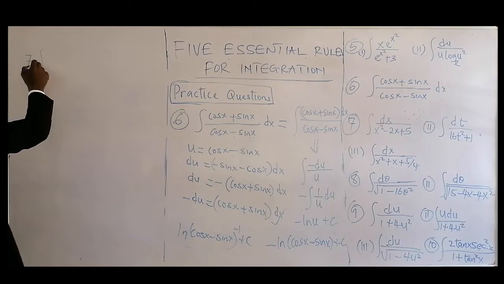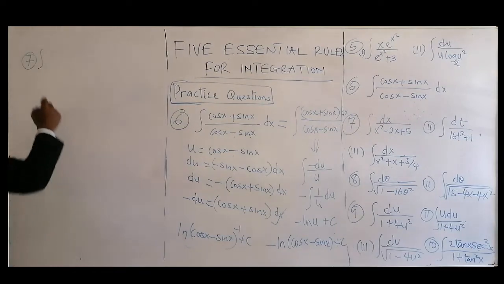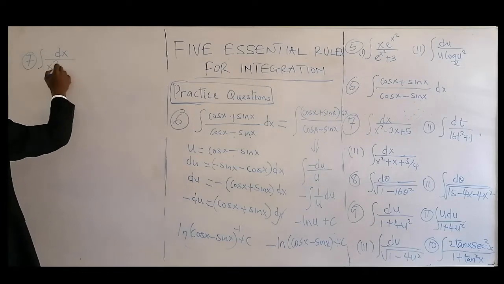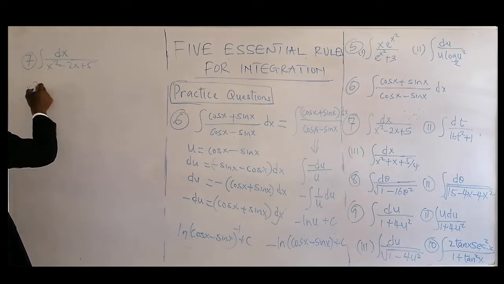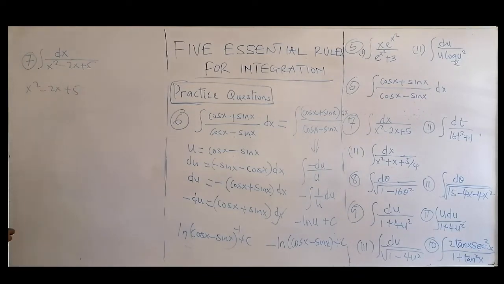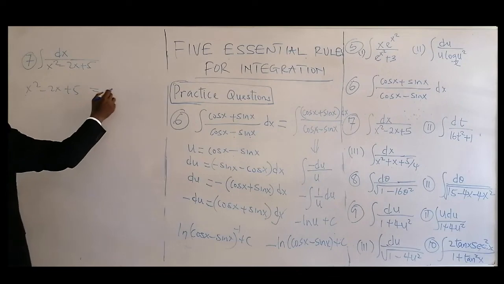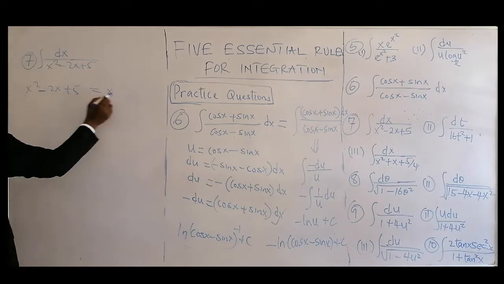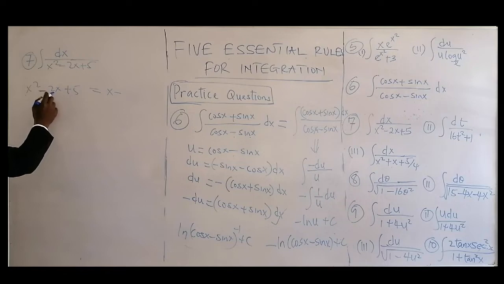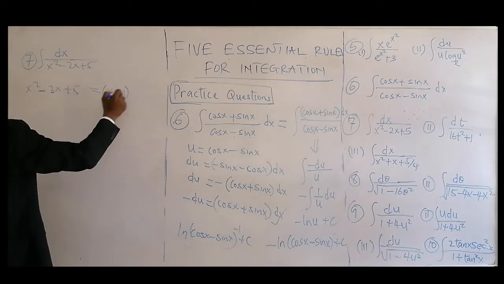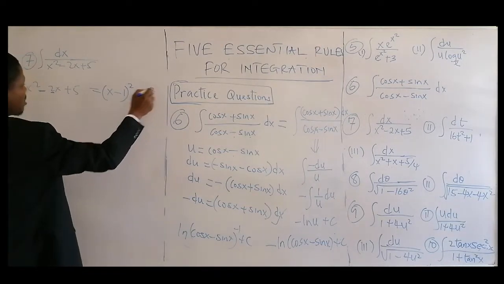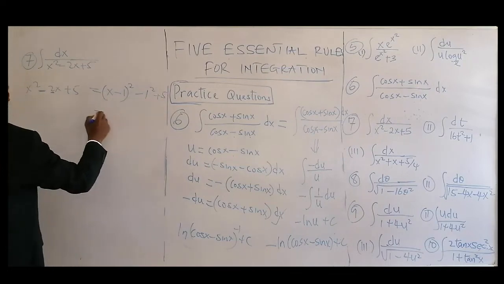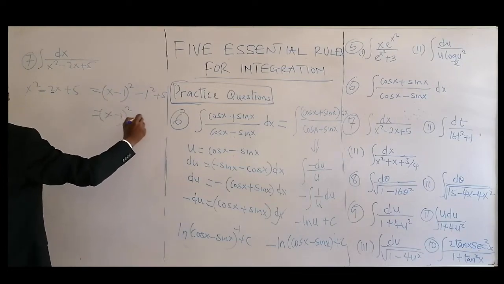Question 7. Integral of dx over x squared minus 2x plus 5. What we're going to do is take this x squared expression and express it as a sum of squares by using the completing the square method. Take half of the coefficient of x, which is 1, and square it. Whatever you add, subtract it outside: minus 1 squared plus 5, which is equal to x minus 1 squared plus 4.